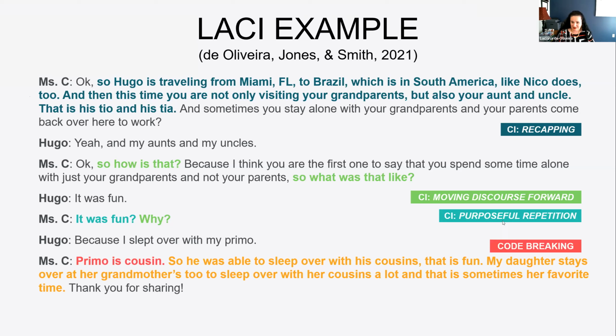Here we have another example of purposeful repetition with it was fun. And then a little bit more code breaking. Primo is cousin. So he was able to sleep over with his cousins. So again, the student is using this word in Portuguese, no big deal, that's great. The teacher knows these words because they're actually the same words as in Spanish, just a little bit of different pronunciation. And so then she goes on to relate to her own experience.